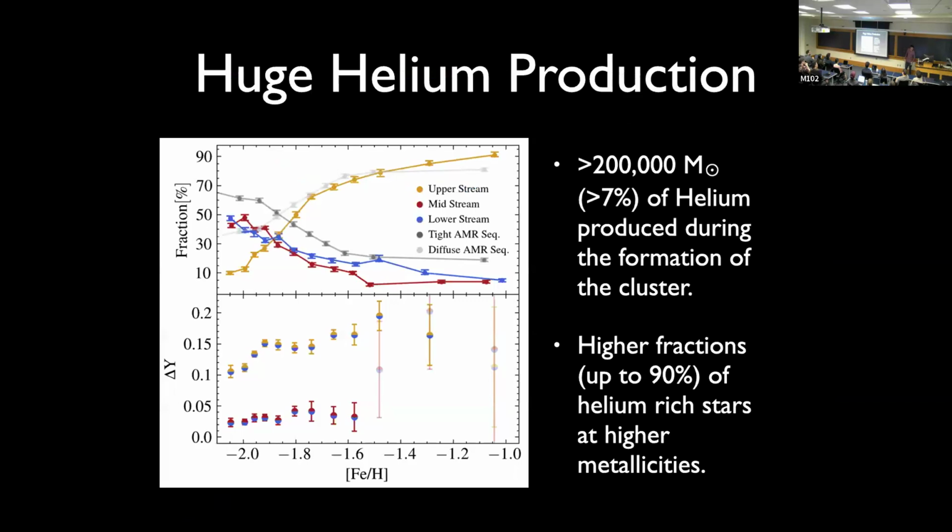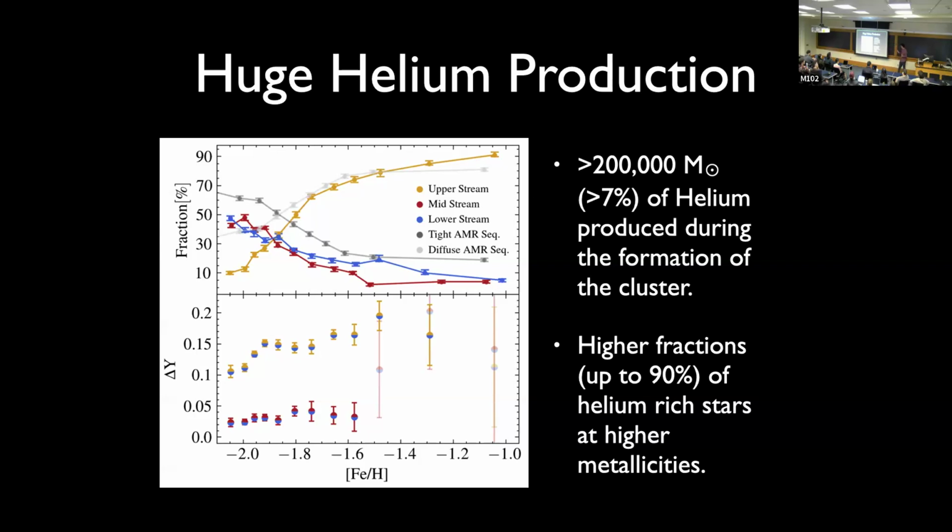And it's not just a little bit of helium. It's more. So Omega Cen is about 3 million solar masses. More than 200,000 solar masses of the material in Omega Cen were converted to helium during its formation. It's an incredible amount. 7% of the mass of the cluster was turned into helium during the formation of the cluster. And that fraction keeps rising towards higher metallicities. And so at high metallicities, almost all the stars are helium enriched. At low metallicities, it's a small fraction.